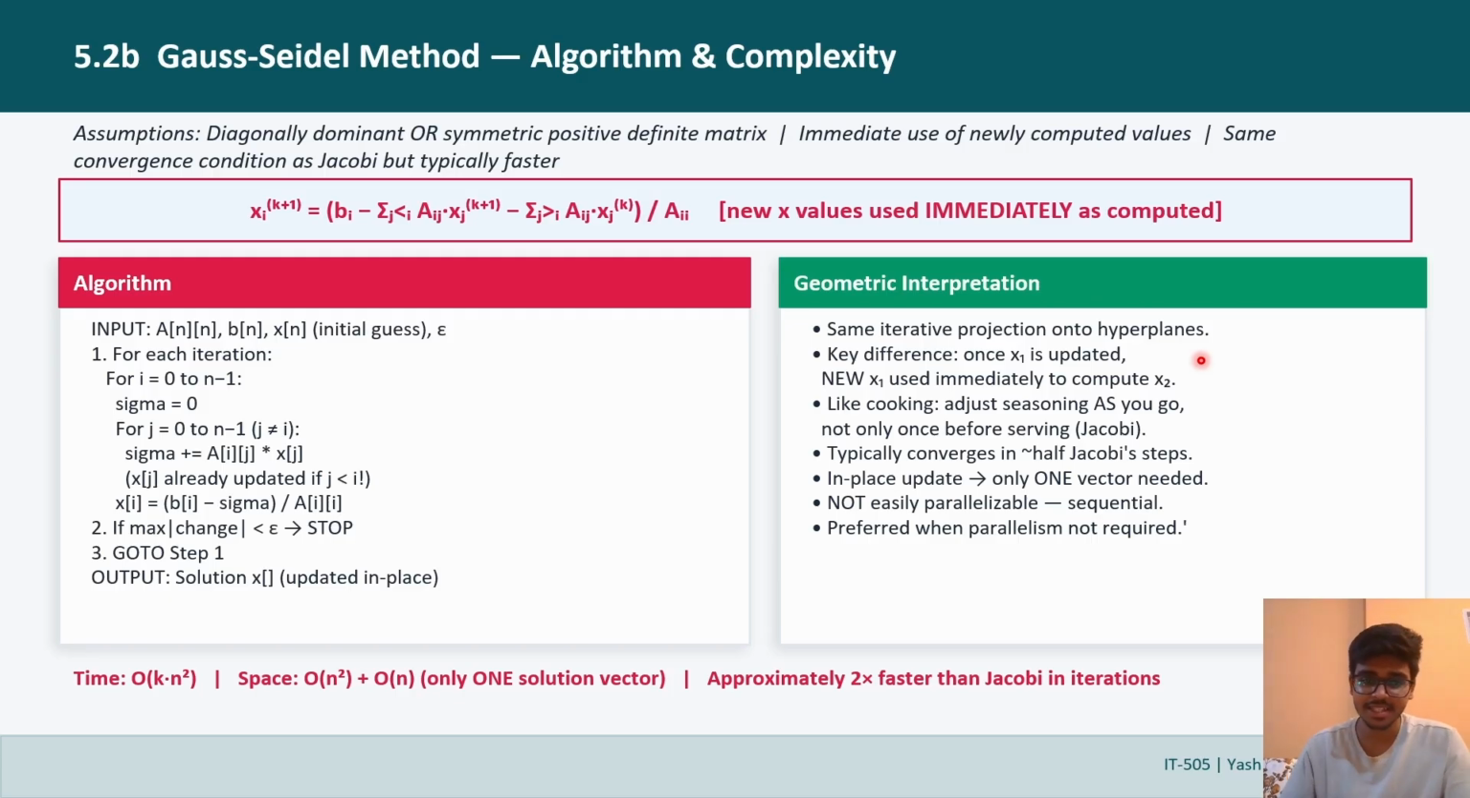The time complexity is k times n squared. Space complexity is O of n squared for the matrix, O of n for just one vector. It is approximately twice as fast as Jacobi in terms of iterations, but not parallelizable.